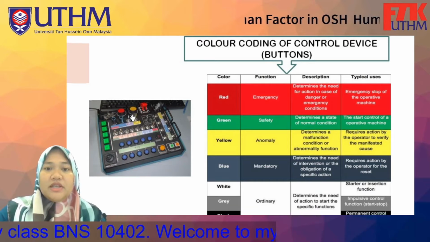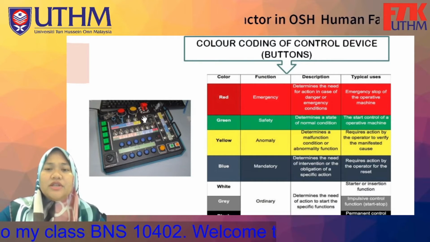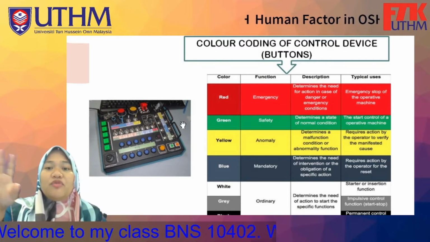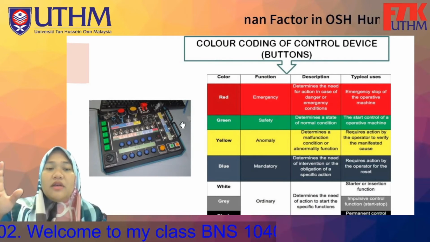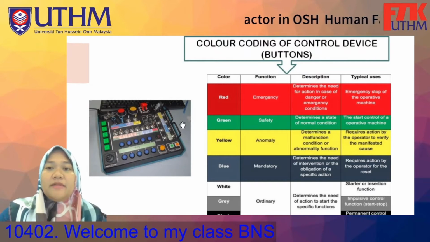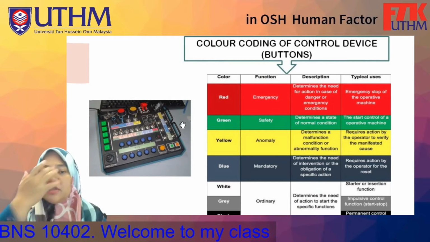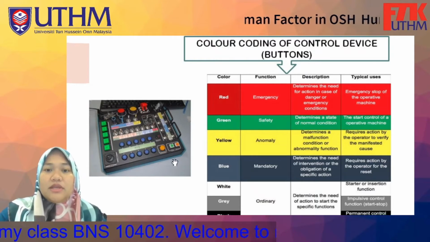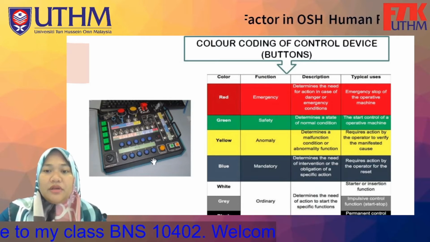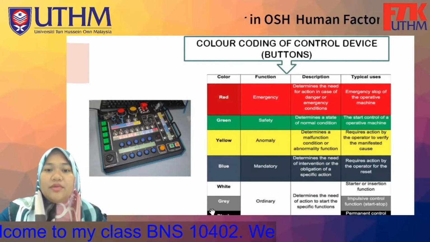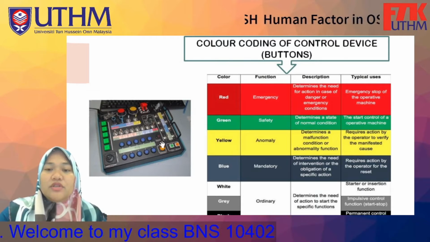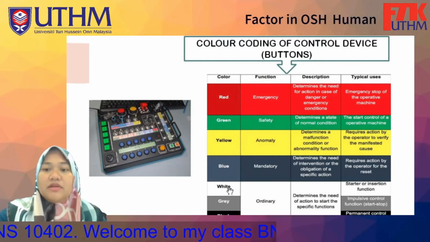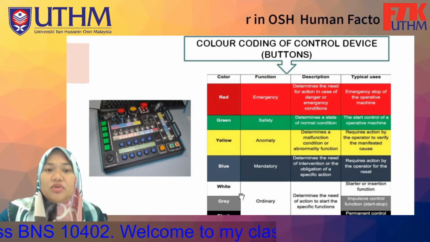Yellow is usually determining a main function condition of abnormality. It requires action by the operator to verify the manifest cause. Something there was a problem, so this yellow button will light up. Blue is mandatory, that requires action by the operator for the reset. White, grey, black are ordinary. Usually white is a starter or insertion function. The grey is impulsive control function. The black is permanent control function.